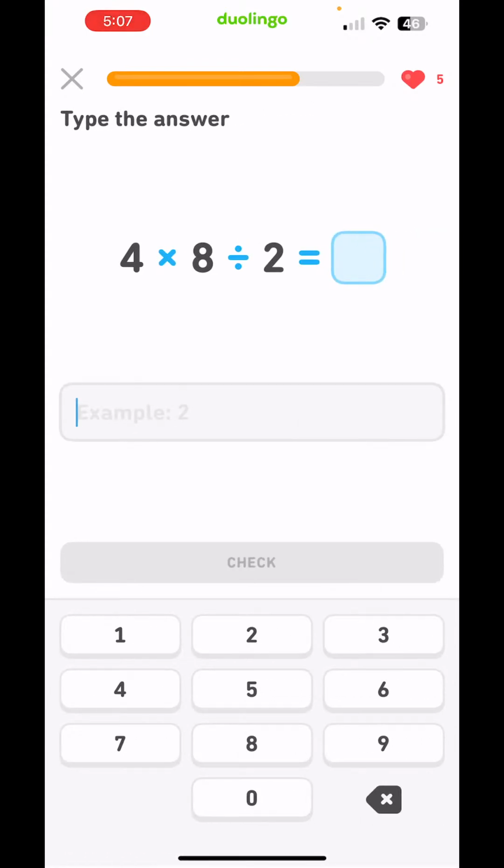4 times 8 divided by 2. Multiply, then divide, right? So 32 divided by 2 is 16. Wait, am I doing that right? Yeah, 16.